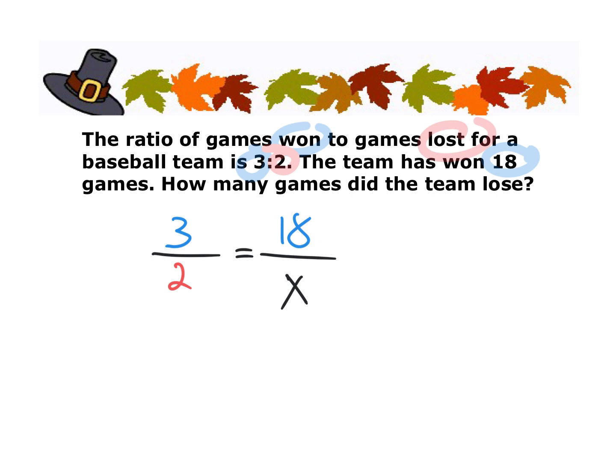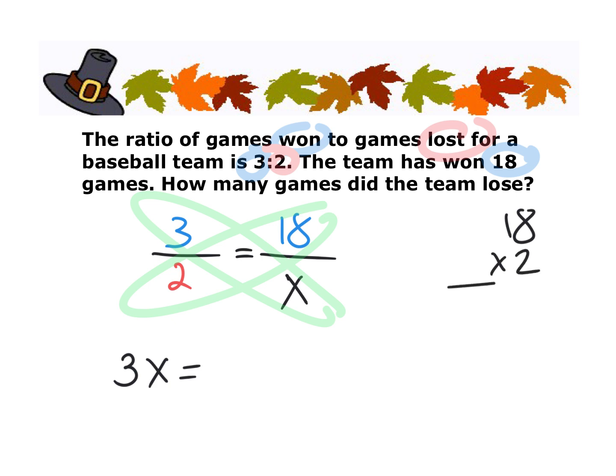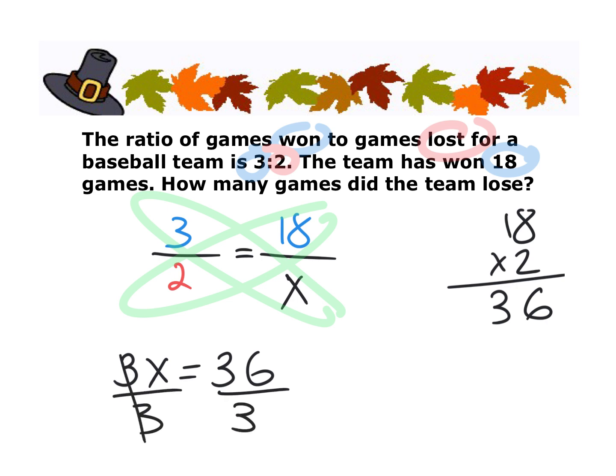Again, we are going to cross multiply. We get 3 times x is 3x. And then 18 times 2 is 36. Then I'm going to go ahead and divide by 3 on both sides. And I get x is equal to 12.